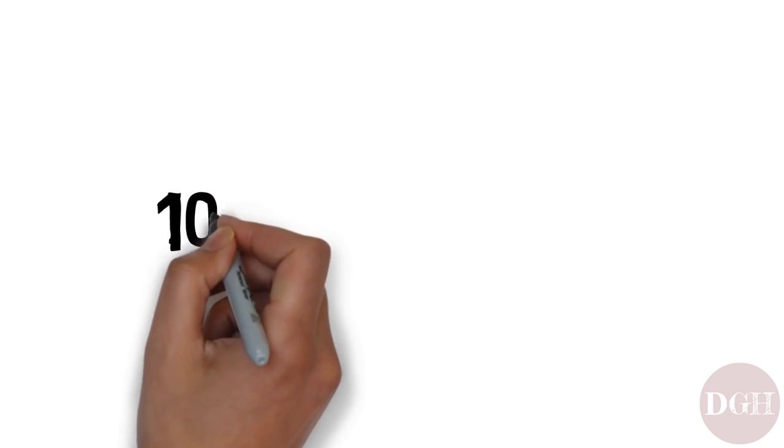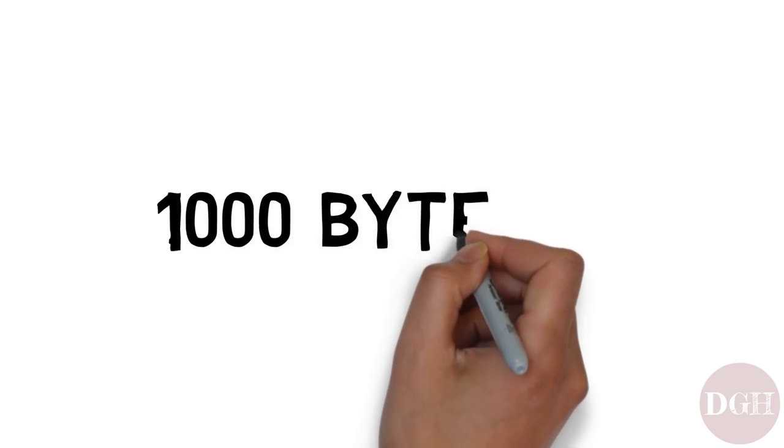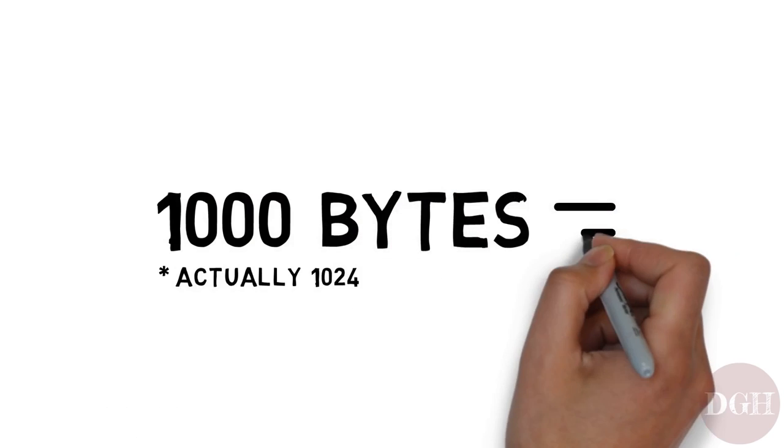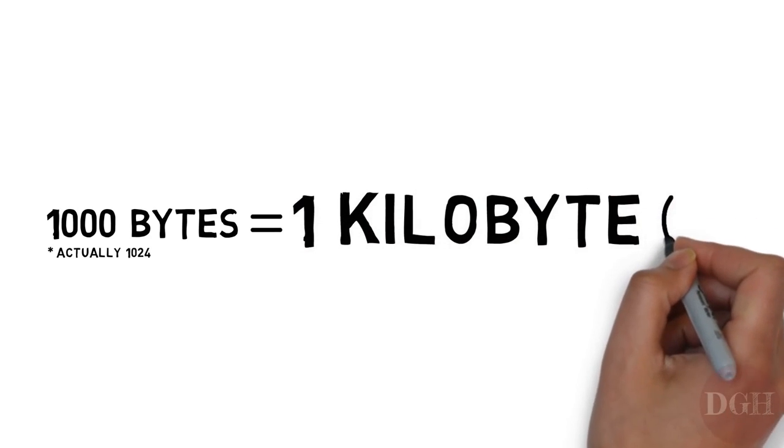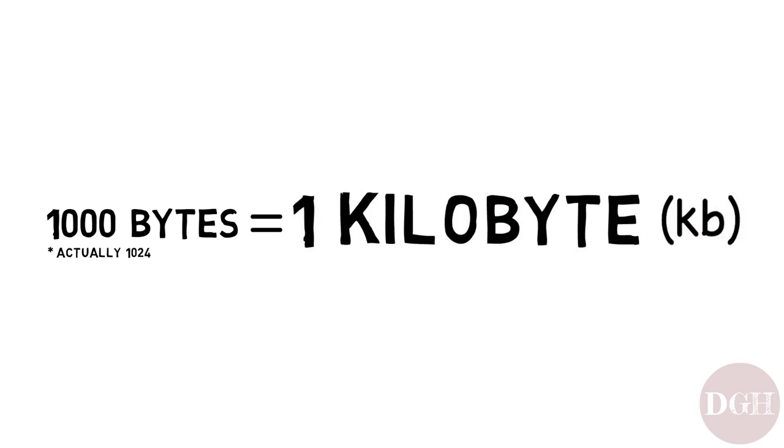That brings us to our next term. If you take 1,000 bytes and put them together, that's called a kilobyte, often abbreviated as KB or just K. Now, I will mention just once that technically there are 1024 bytes in a kilobyte, and that's because computers use binary and everything comes in powers of 2. That said, it doesn't really matter, and it's okay to think of a kilobyte as simply 1000 bytes, similar to how a kilometer is 1000 meters, or a kilogram is 1000 grams.